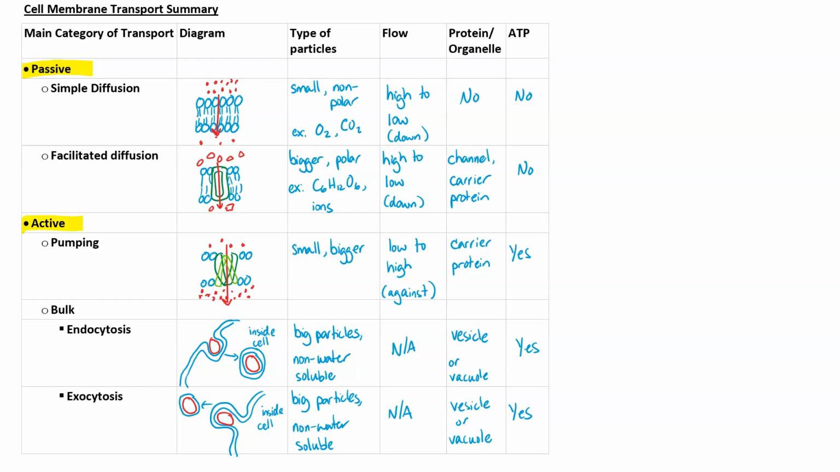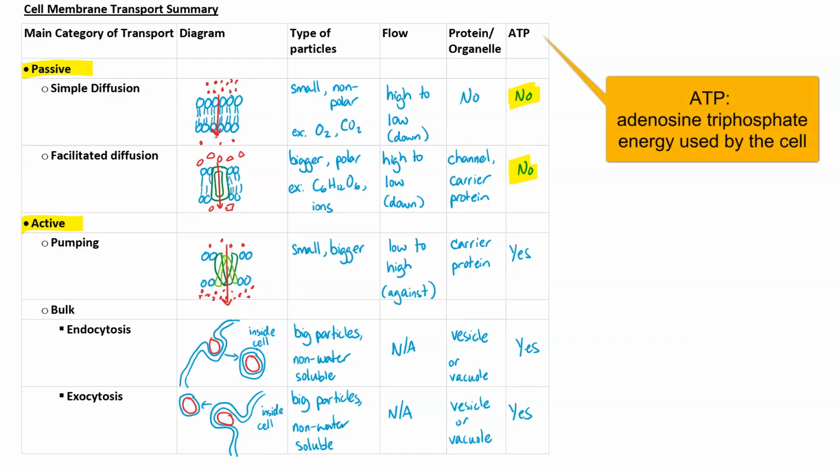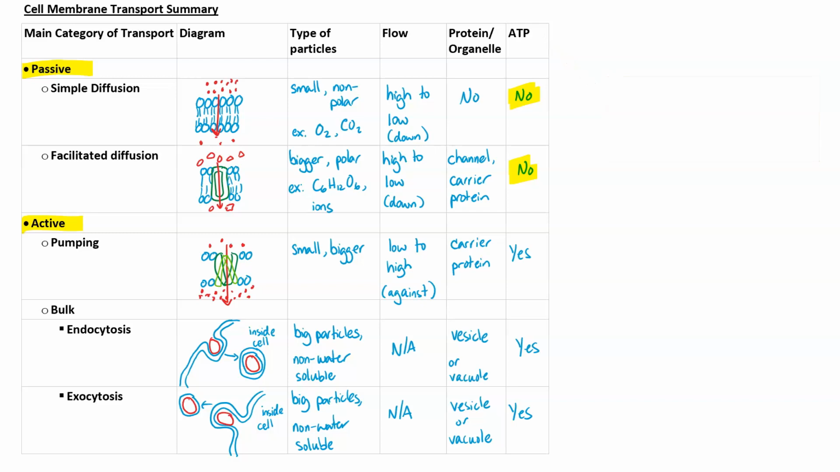The difference between the two is with passive transport, you require no ATP. The cell uses no additional energy to move materials in and out of the cell. Whereas with active transport, whatever type of active transport there is, the cell needs to expend energy in the form of ATP. So passive transport, no energy is expended. Active transport, energy is expended.